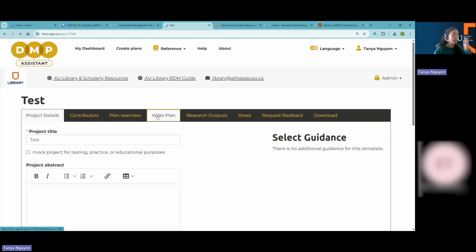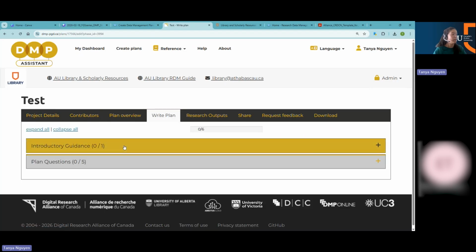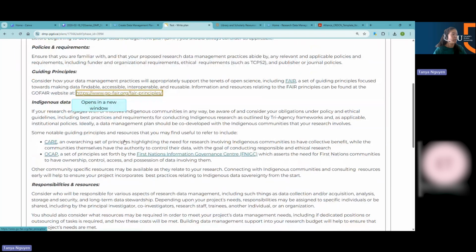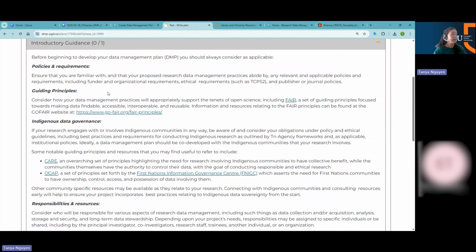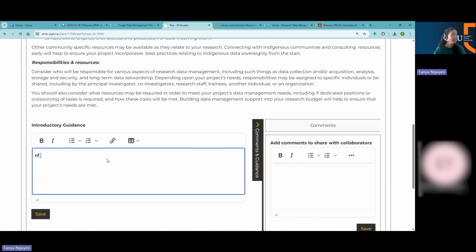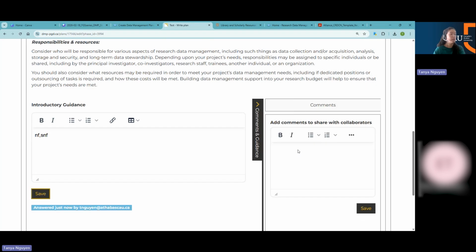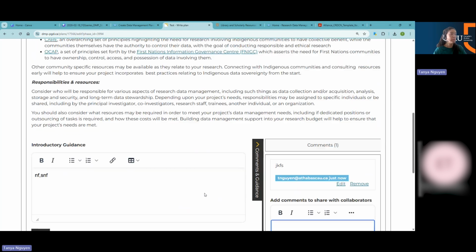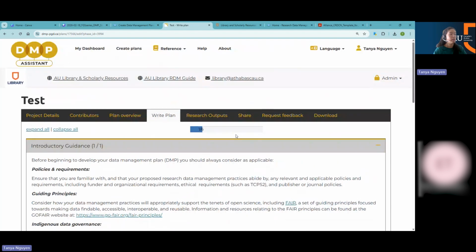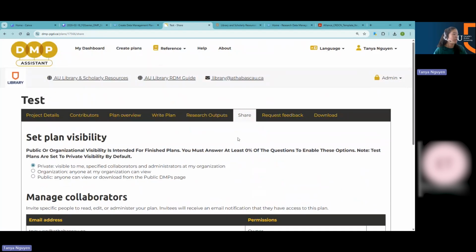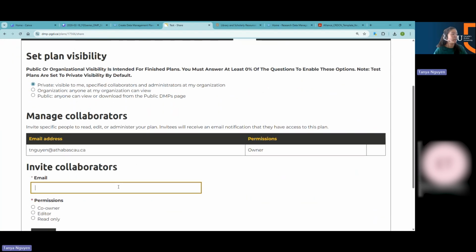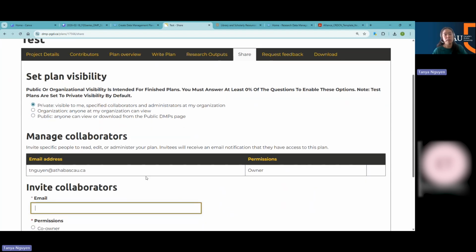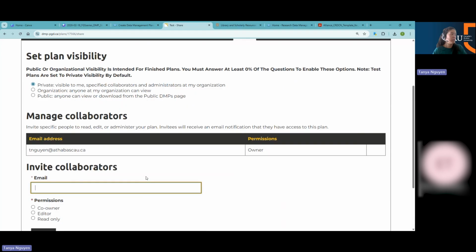So when we were looking at the Google document, these were all the guidance questions and everything. And there's a text box for you to type and save your notes. And if you're collaborating with other folks, they can also type and save their comments. One more thing you can do is you can share and invite other collaborators, but they need an account if they're going to collaborate within DMP Assistant.